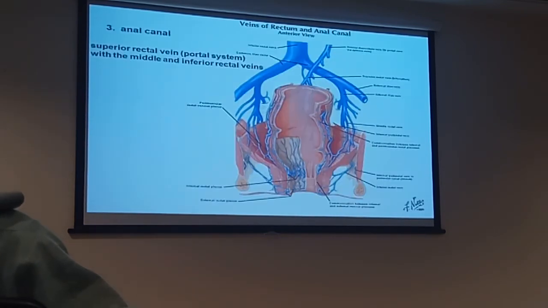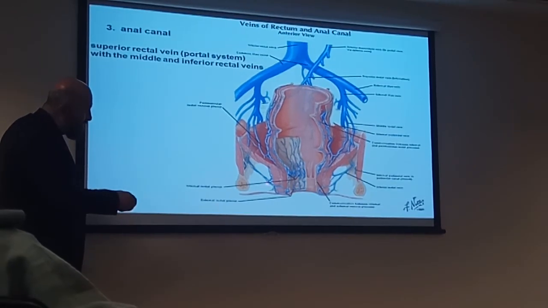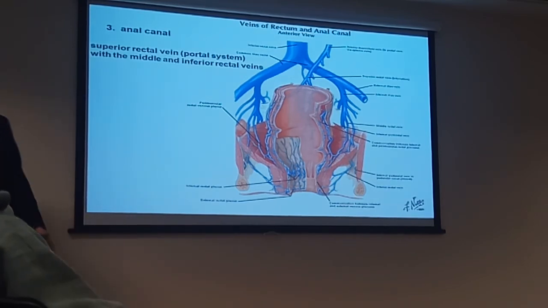Site number 3, you already know it. The anal canal. The upper half drains into the portal, the lower half drains into the caval system. Do they communicate with each other? Yes.